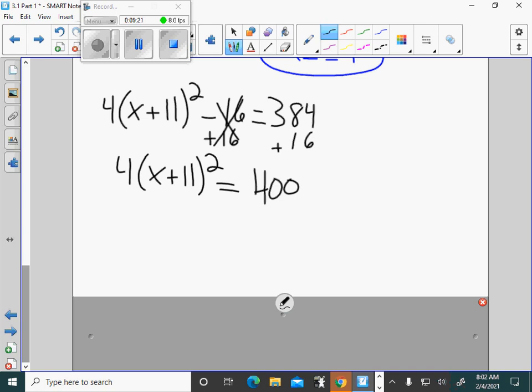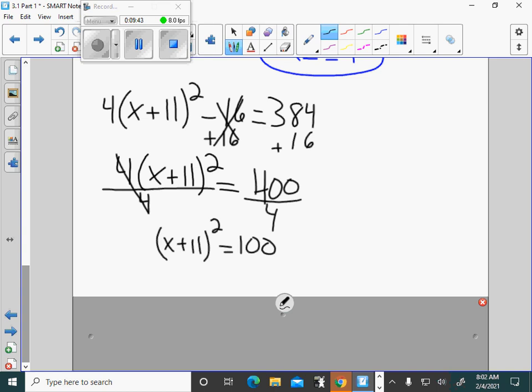Okay, now what? Well, we could take the square root, but then we take the square root of 400, and I don't know what that one is. So we're going to divide by 4. These 4's cancel out. That gets me an easy number, right? X plus 11, that's squared, is going to be equal to 100.